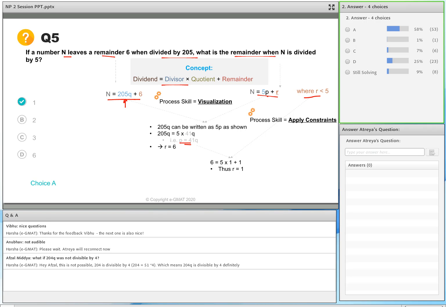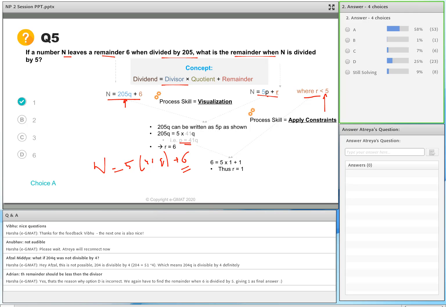So I can write n to be equal to 5 times 41q plus 6, right? Now, the first thing that I need to understand over here is this is the value of remainder. But is 6 less than 5? No, it is not. Now, since 6 is not less than 5, I'll divide 6 again by 5.